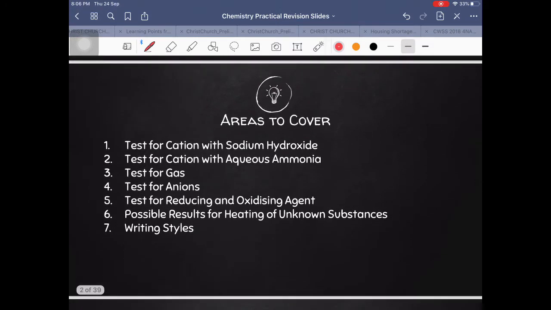In this lesson, we are going to cover a few areas. We are going to recap on a few tests, mainly for the cations, gases, anions, reducing and oxidizing agents. We are also going to look at a few possible results for heating of unknown substances and some writing style to prepare yourself for the practical exams.